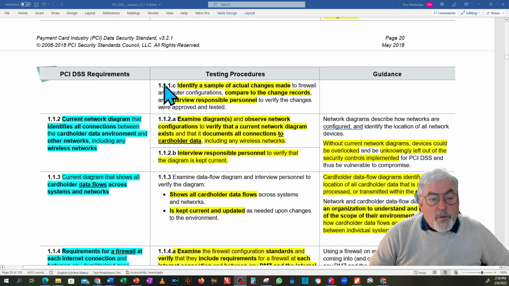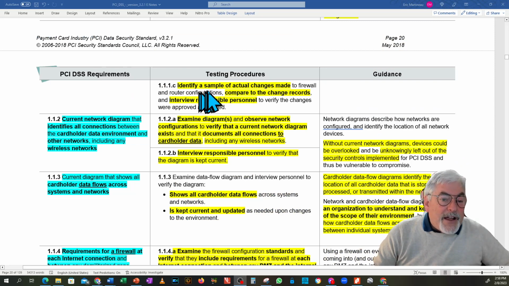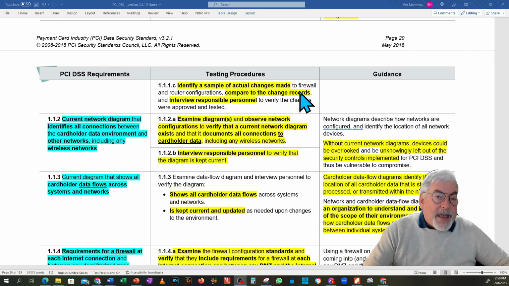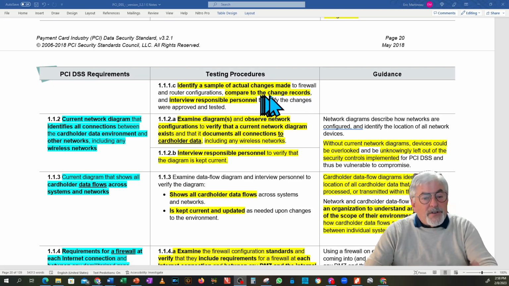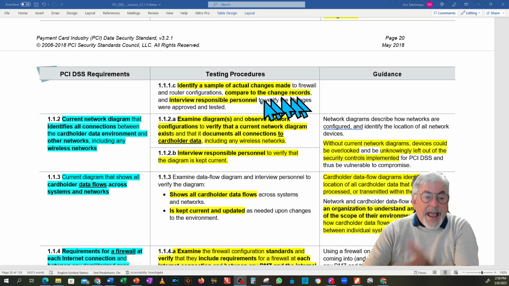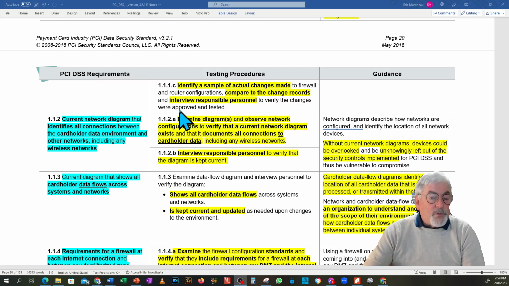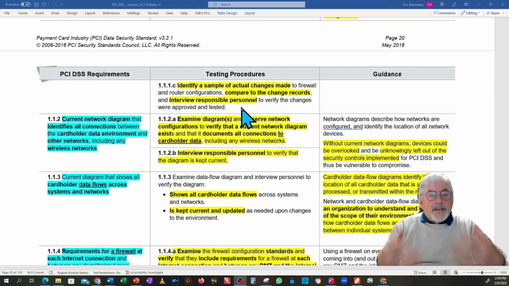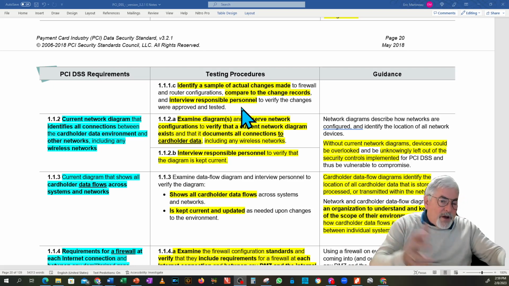Now, 1.1.c says identify a sample of actual changes made to the firewall or router configurations, and then compare those to the change records and interview responsible personnel to verify the changes were approved and tested. Again, very important that all of this happens in a documented fashion. And again, this keeps misconfigurations from happening because you don't forget about one or the other.